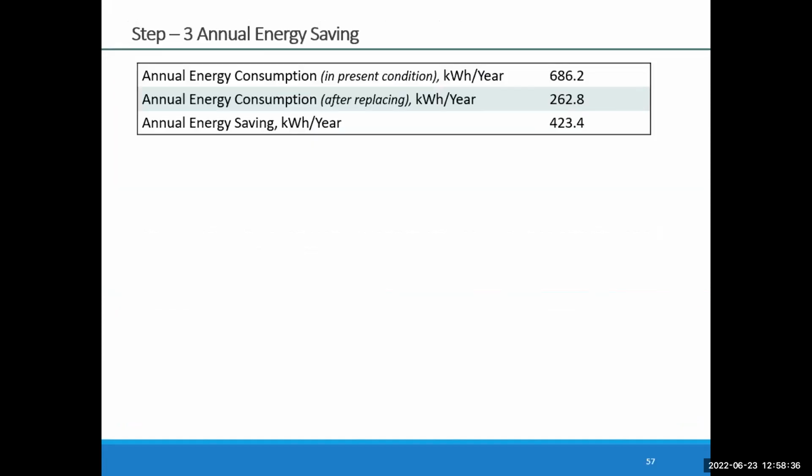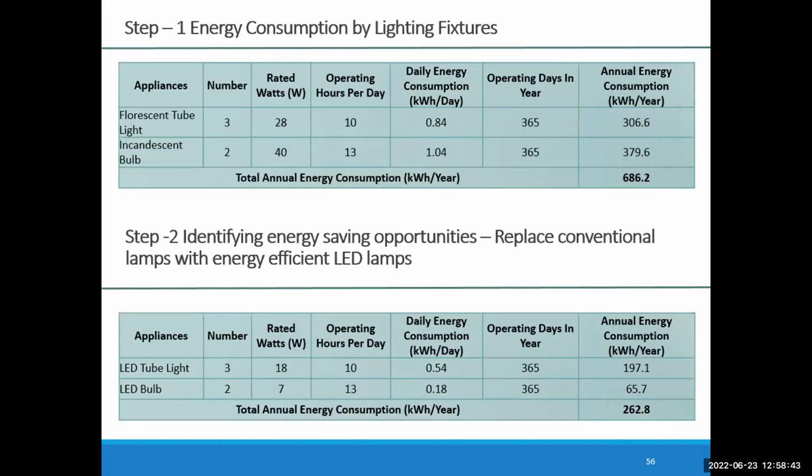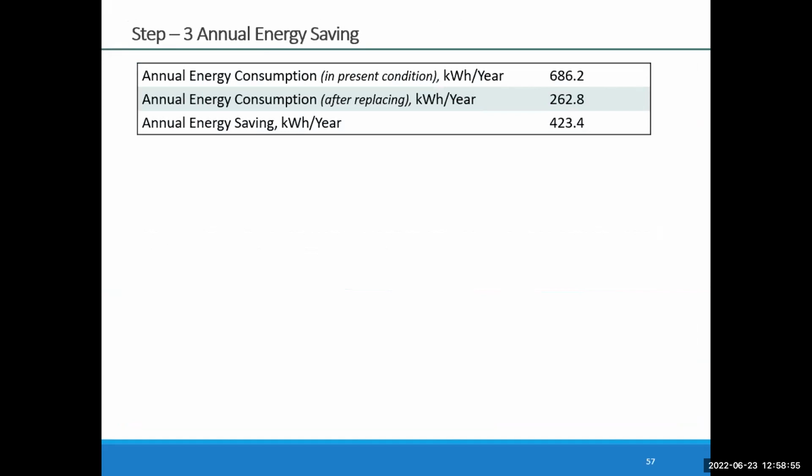So as a step 4, we will be calculating the energy savings, that is, the amount of energy saved. The amount of energy consumed in the old scenario, that is 686, minus the amount of energy consumed in the present scenario, that is 262. The difference between the old scenario and the new scenario gives the total amount of energy saved, that is 423 units per year.